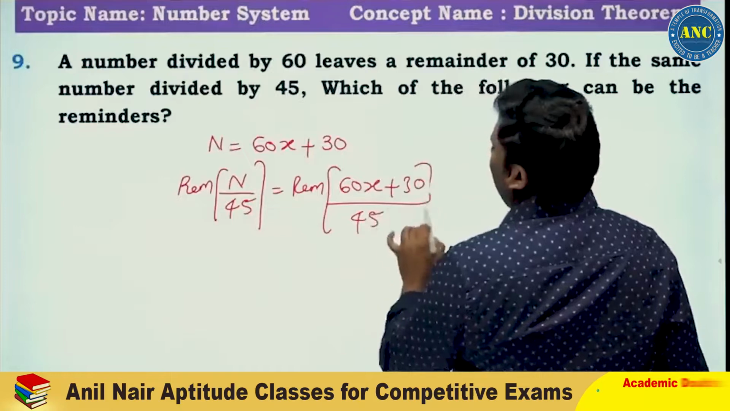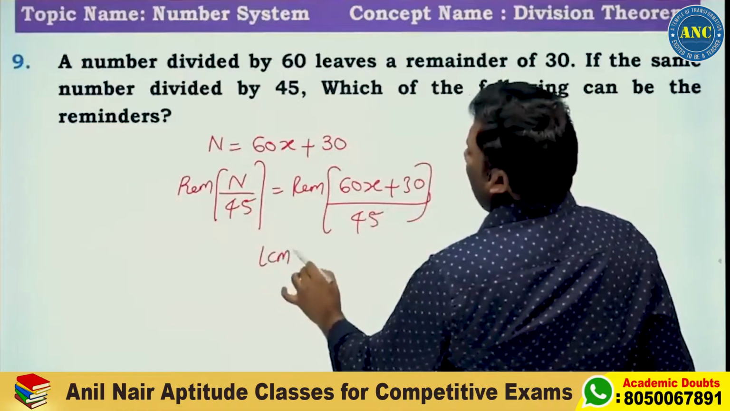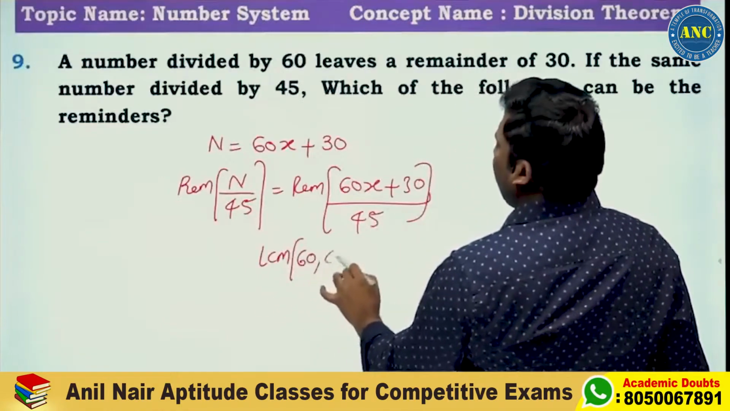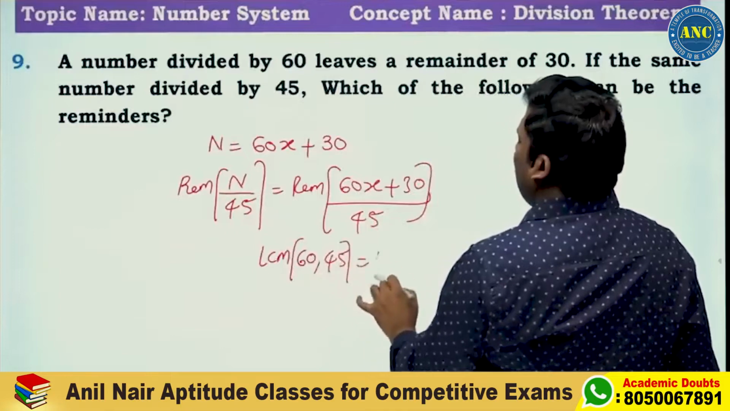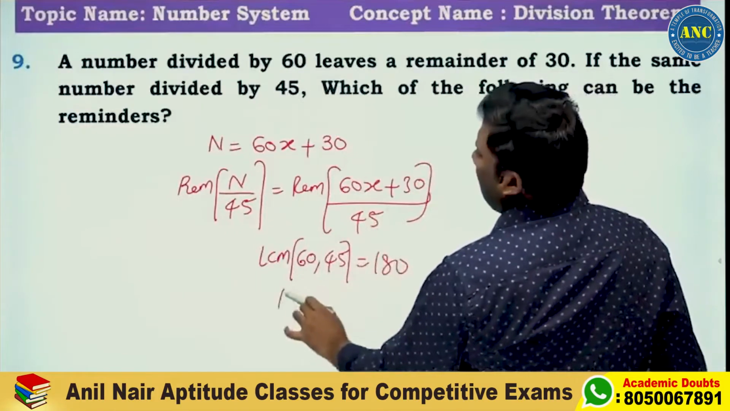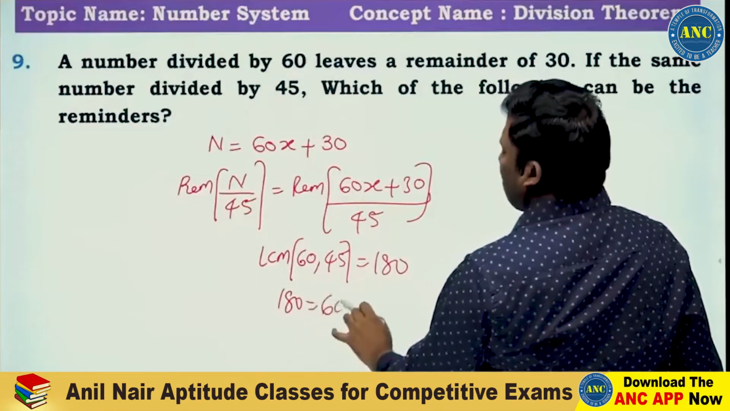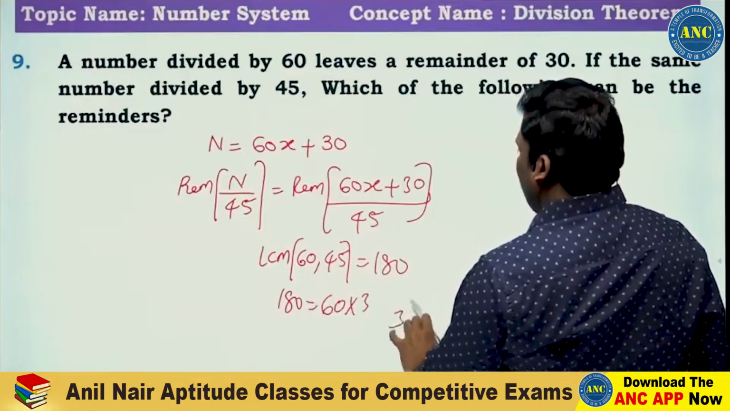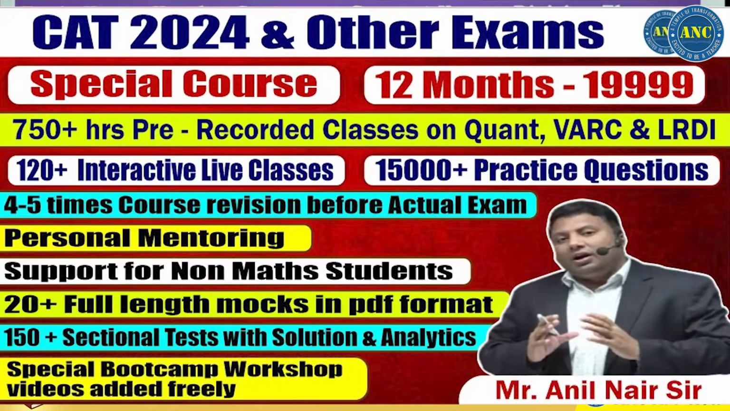60 and 45. The LCM is 180. 180 goes how many times in 60? It is 60 into 3. So 3 possible remainders you will get. I hope the idea is clear.